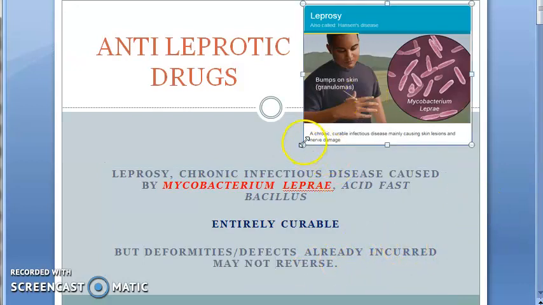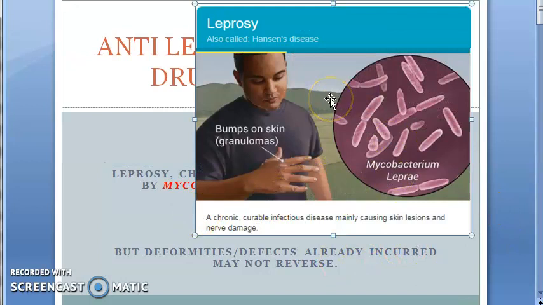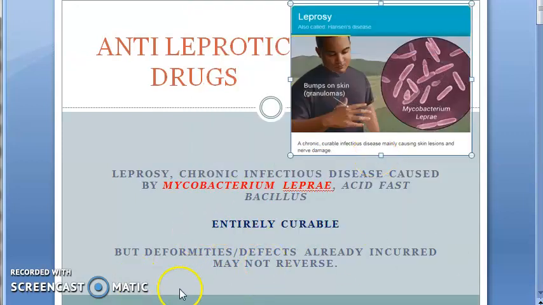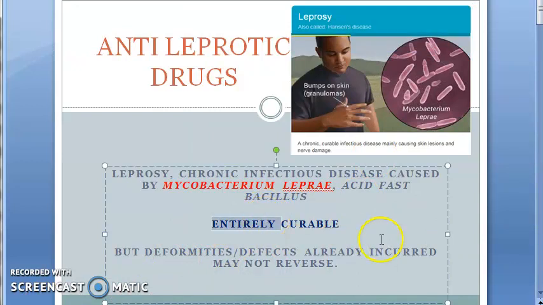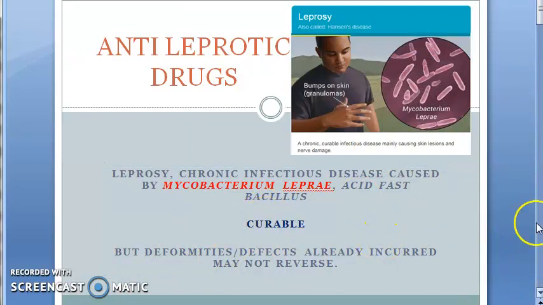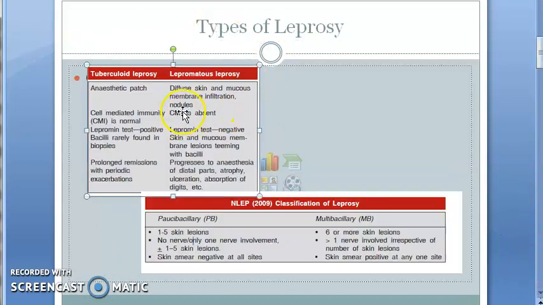So is this clear what leprosy is? Is the introduction clear for you? It is also called Hansen's disease. So basically it is caused by Mycobacterium leprae, okay? It is a curable chronic infection, characterized by skin lesions and nerve damage, okay? Now let us move on to types of leprosy.